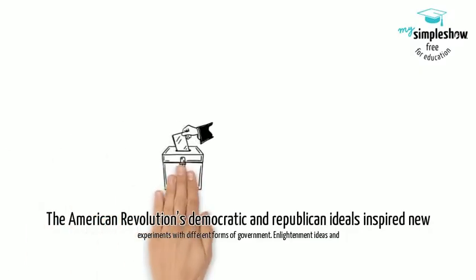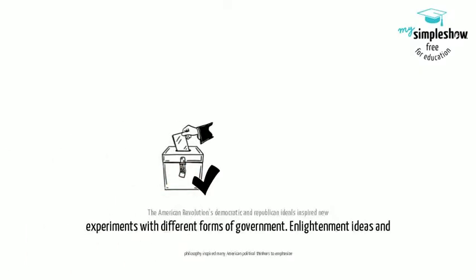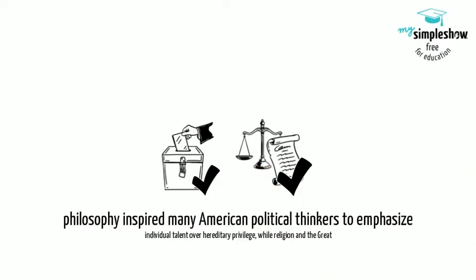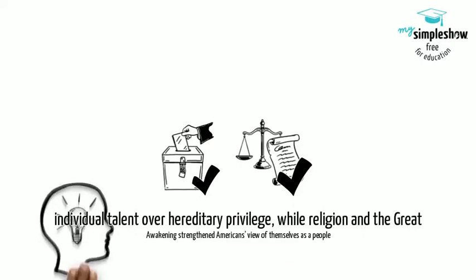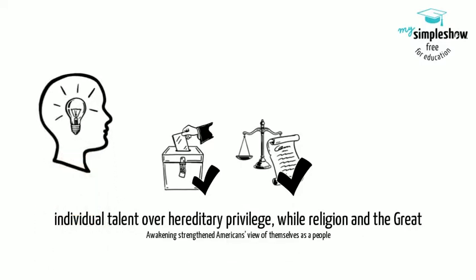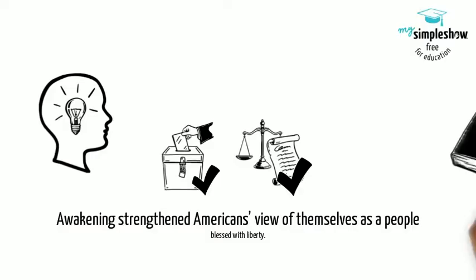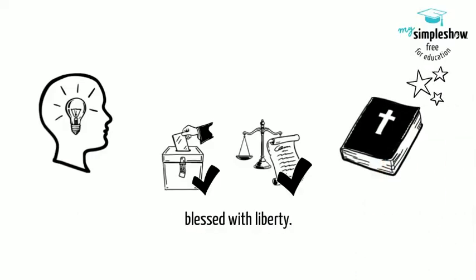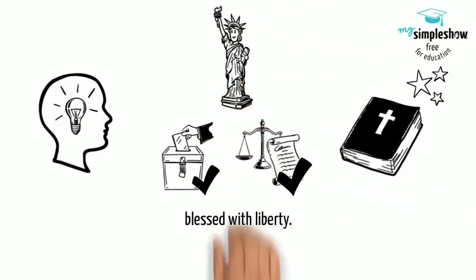The American Revolution's democratic and republican ideals inspired new experiments with different forms of government. Enlightenment ideas and philosophy inspired many American political thinkers to emphasize individual talent over hereditary privilege, while religion and the Great Awakening strengthened Americans' views of themselves as a people blessed with liberty.